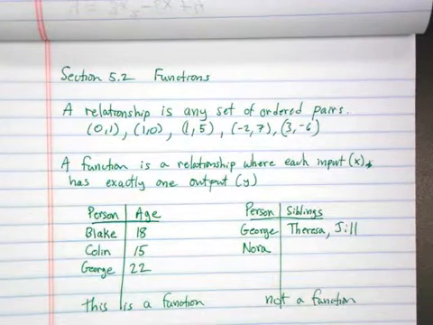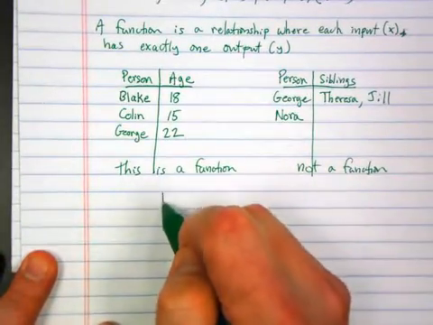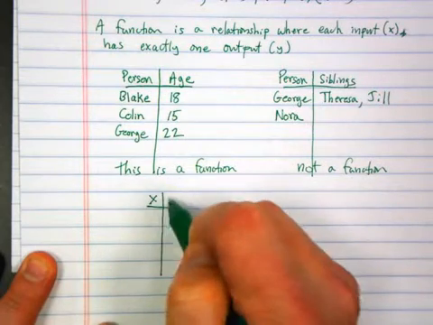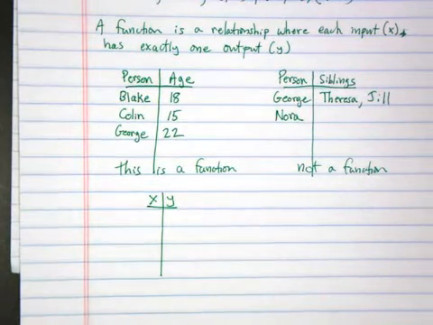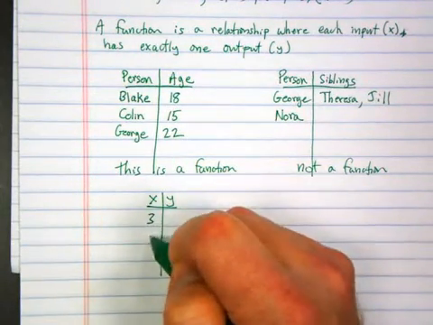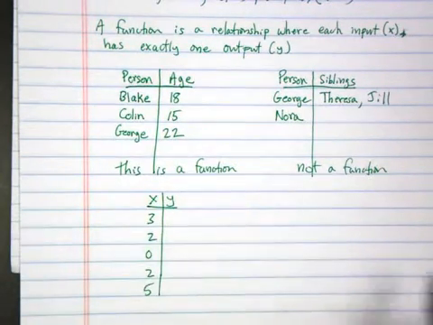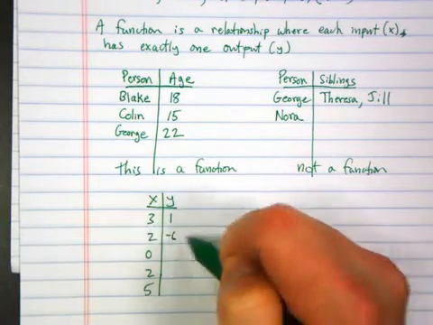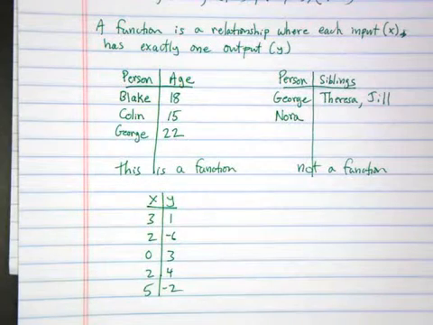Not a function. All right, well now most of the relations we're going to deal with in this class are going to have numbers. We're going to have x and y. So I'm going to make up some numbers for x. I'm just randomly writing numbers down here: 3, 2, 0, 2, 5. And then some numbers for y: 1, -6, 3, 4, and -2. I just threw down some random numbers there. Nothing particularly important about those numbers.